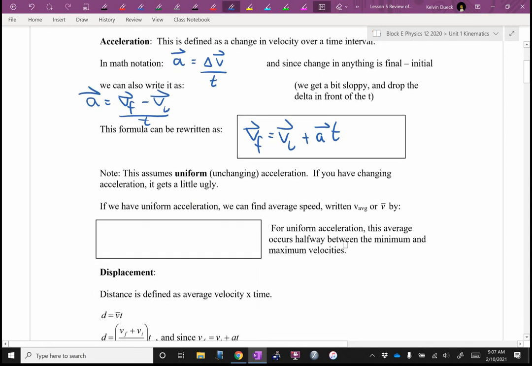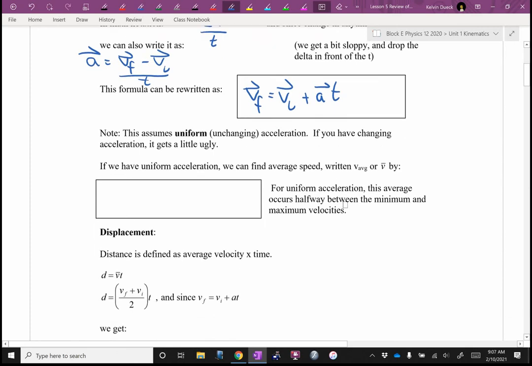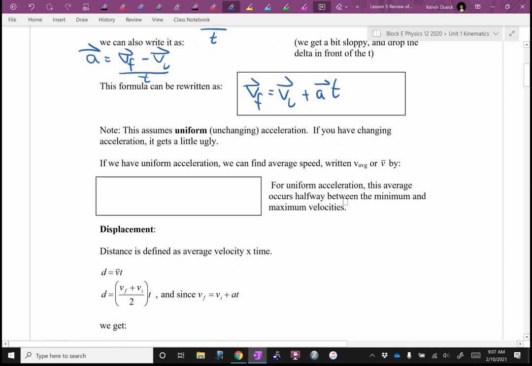Also, if you have uniform acceleration, you can find average speed written as V average. The symbol for average in math is that. But from the back corner where Emily is, or when I type this, it's tough to tell the difference between that and the vector arrow. So I will almost always put a subscript avg so that you can tell it's V average. That's not math correctness. That's I'm shrinking the notes down, and you have to be able to read them from the back of the room correctness.